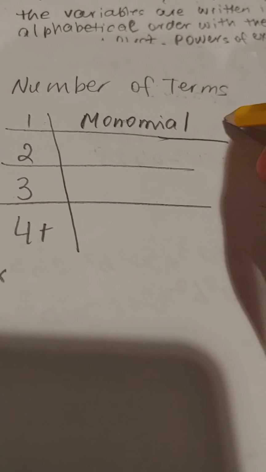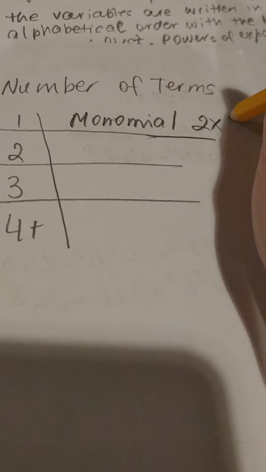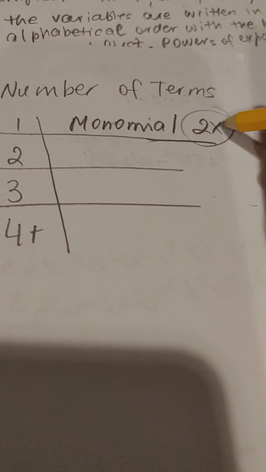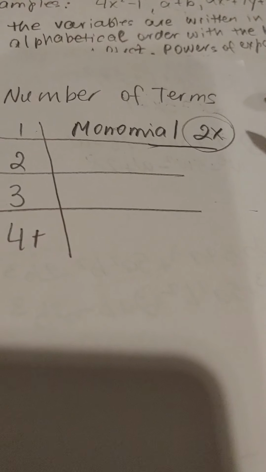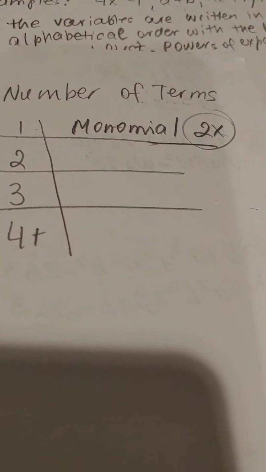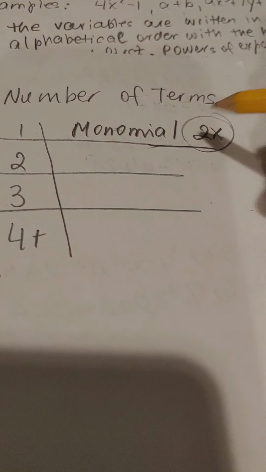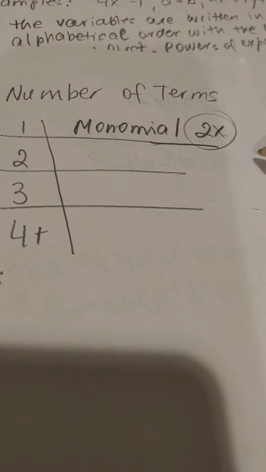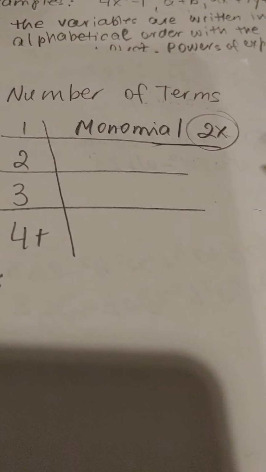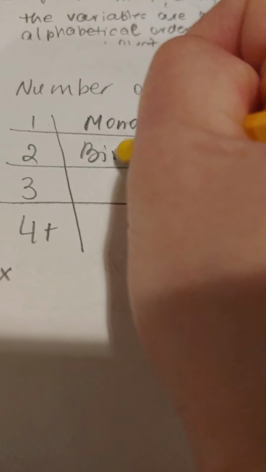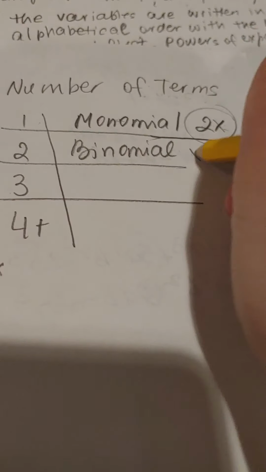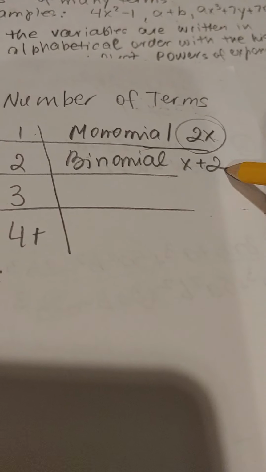So when there is monomial, one term, x or 2x is one term. 2 and x are glued together by multiplication, so it's actually 2 times x. If it's multiplication between a number and a letter, it means that it's still one term. If it was plus, 2 plus x, it wouldn't be a monomial. It would be 2 terms. 2 is one term and then x is the other term. It would be binomial. X plus 2 is a binomial. So x is one term, 2 is the second term. Trinomial.